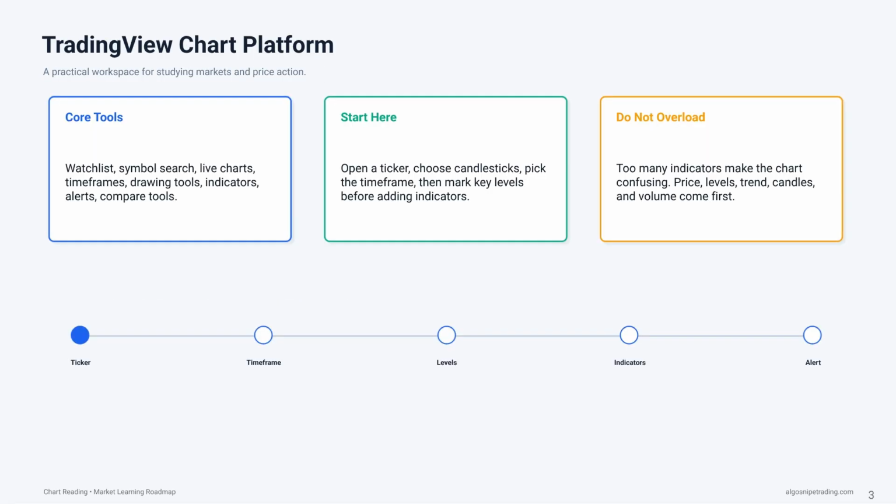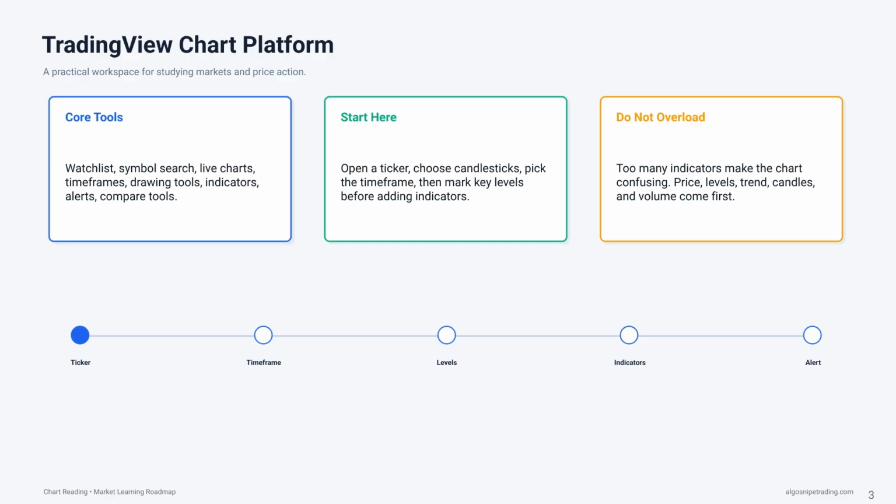TradingView Chart Platform. Short lesson: TradingView is a charting platform traders use to study price action, mark important levels, and follow different markets. It is one of the best places for beginners to start because it is visual and easy to use. The first thing students should learn is how to open a ticker symbol, such as a stock, ETF, crypto, or futures contract. After opening the chart, they should learn how to change the time frame, such as 1 minute, 5 minutes, 1 hour, daily, or weekly.